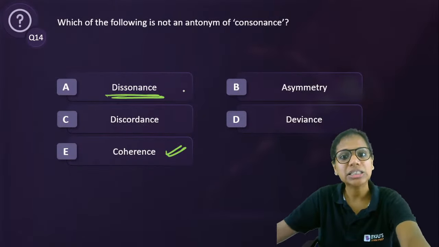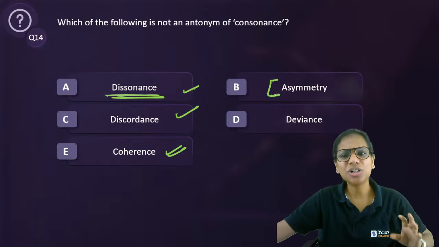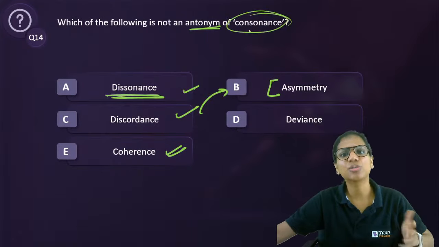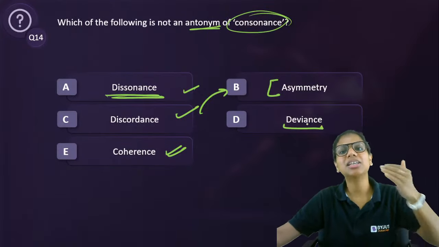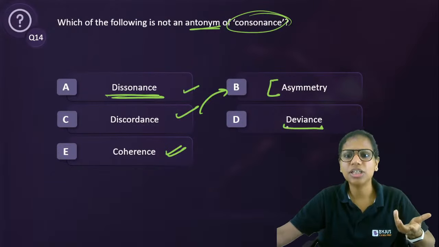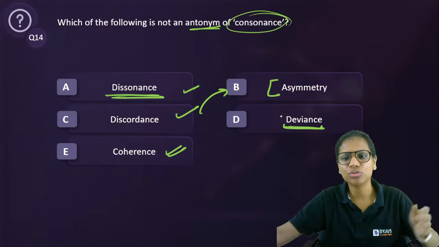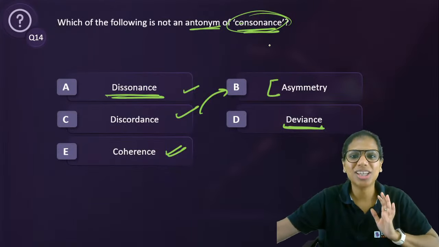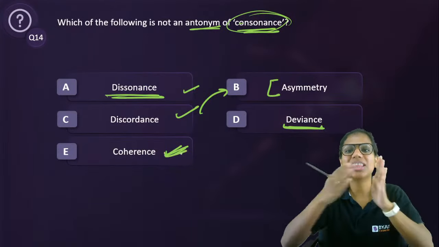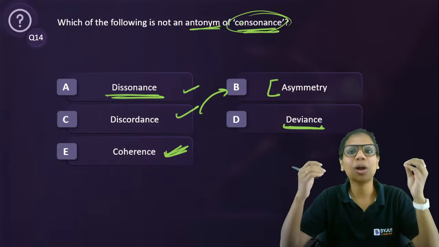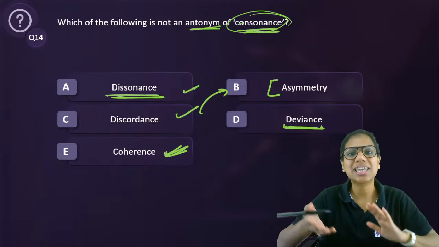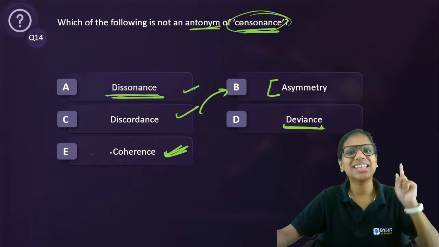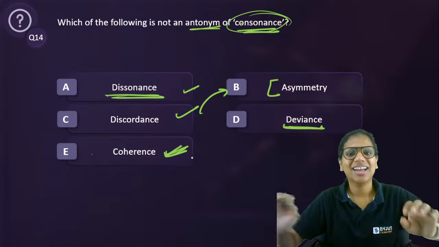So these two are clear antonyms. Asymmetry also shows a sort of a discord only, no? So that's why this is also in the nature of an antonym of consonance. Deviance, again, deviating from the standard, deviating from the path prescribed to you, that is deviance. So there is no harmony, no agreement, right? But coherence, when things are coherent, that means you are able to understand them very clearly. You are on the same page with another person. So coherence is not an antonym, definitely. That's why E is our answer, right?